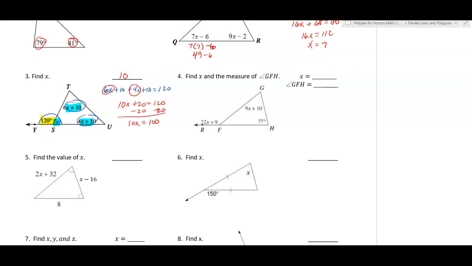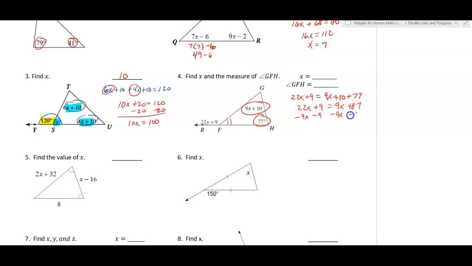Now notice here in the next example, you're not able to find this angle, so you have to use the exterior angle theorem. So my exterior angle, 22x plus 9, is equal to the sum of these two angles, 9x plus 10 plus 77. So 22x plus 9 equals 9x plus 87.